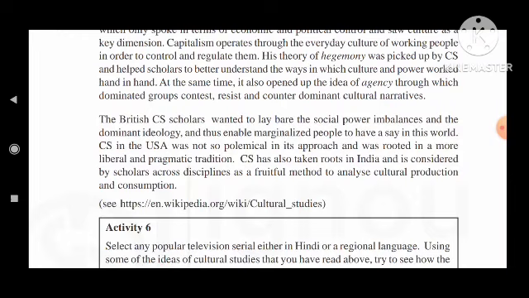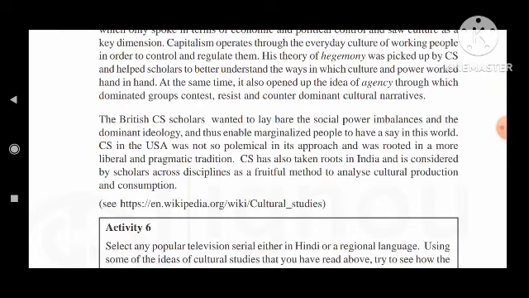At the same time, it also opened up the idea of agency through which dominated groups contest, resist, and counter dominant cultural narratives. The British CS scholars wanted to lay bare the social power imbalances and the dominant ideology, and thus enable marginalized people to have a say in this world. CS in the USA was not so polemical in its approach and was rooted in a more liberal and pragmatic tradition.